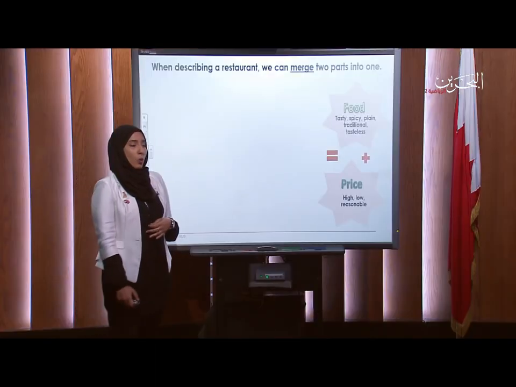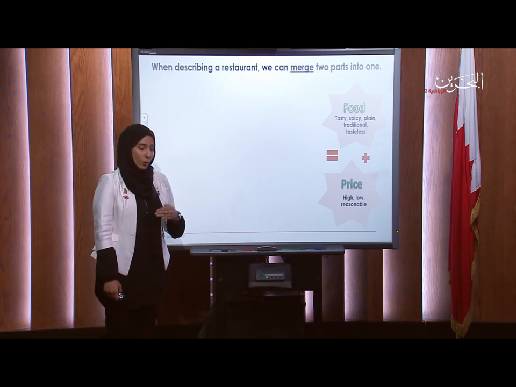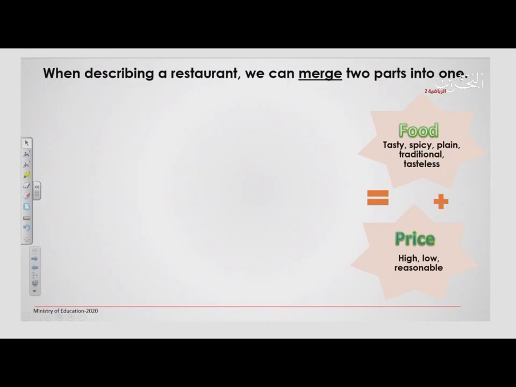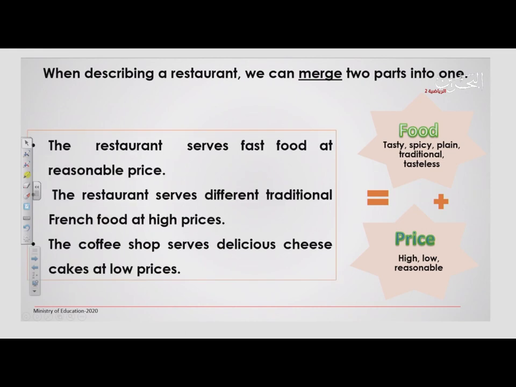Now, what I want you to do is, usually, as we said, there are two points or two parts that can be joined together to make it one. So the food, the type of the food, and the price could be merged, joined together to create one sentence. For example, the restaurant serves fast food at a reasonable price. So what is the type of the food? It's fast food. And the price is a reasonable price.